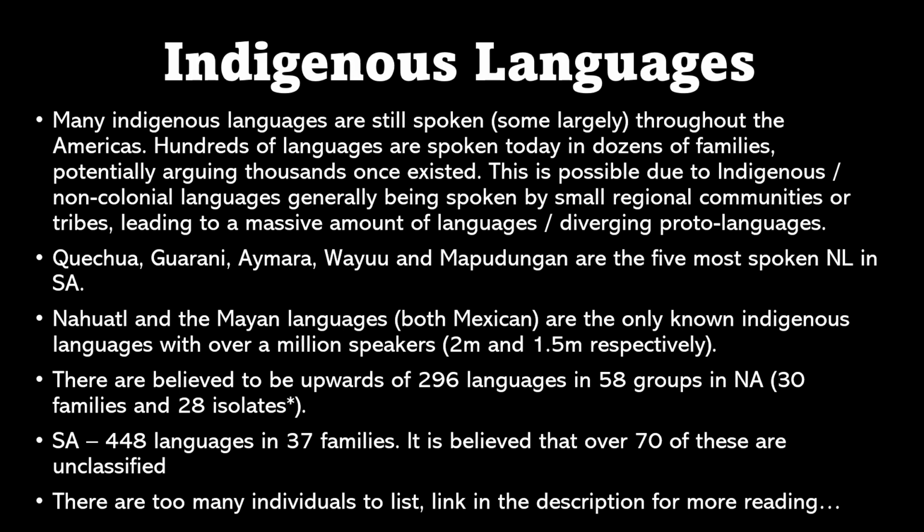There's also believed to be upwards of 296 languages, I think, in 58 groups in North America. So as far as groups go, there's 30 families. We've talked about language families. They're groups like Indo-European, Afro-Asiatic, and there's a bunch more that are smaller, and 28 isolates. An isolate is a family, but the family only has one language in it, so it's not really genetically connected to anything as far as languages go.